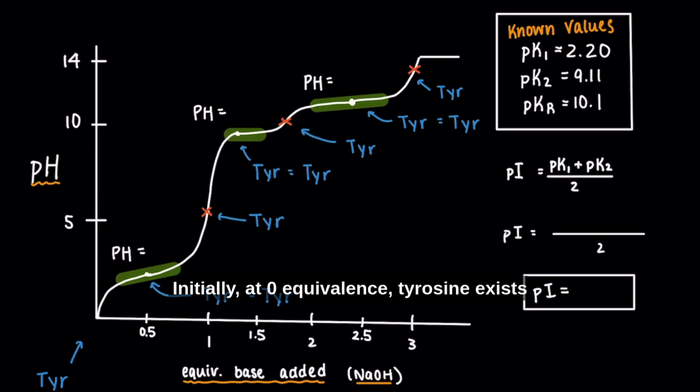Initially, at 0 equivalence, tyrosine exists in the fully protonated form tyrosine plus, with a protonated carboxyl group written as COOH, a protonated amino group written as NH3+, and a neutral phenyl side chain written as OH. The overall net charge here is +1.